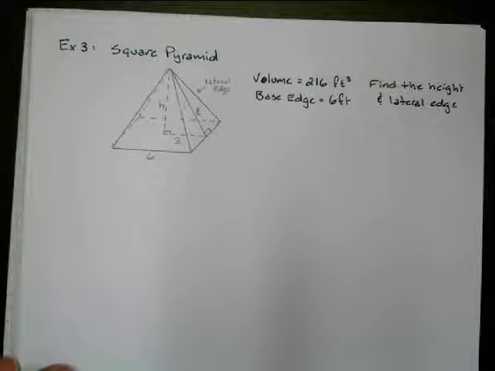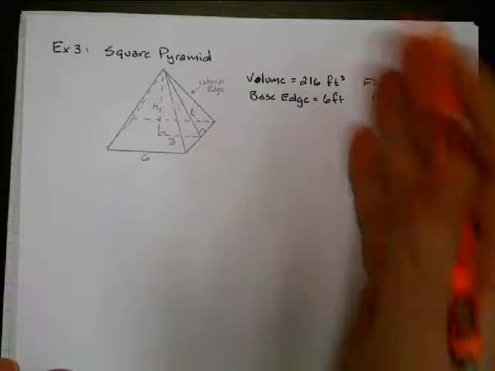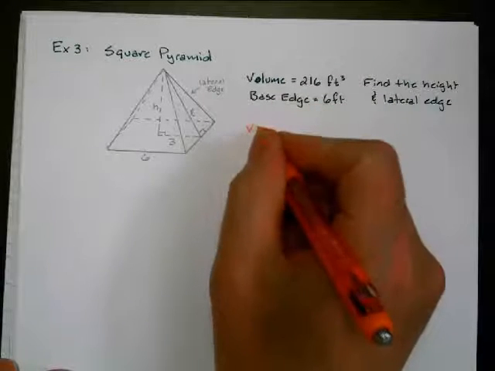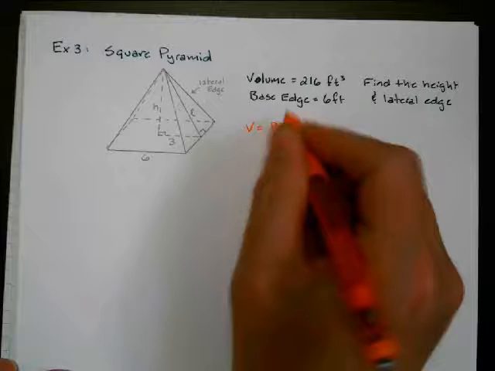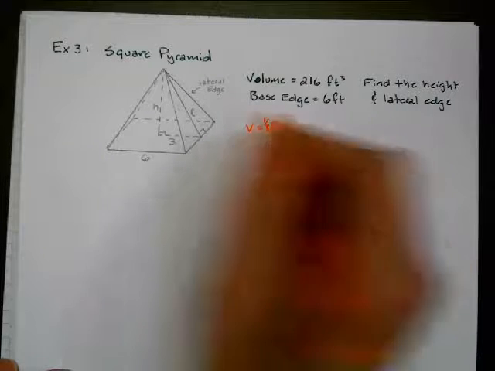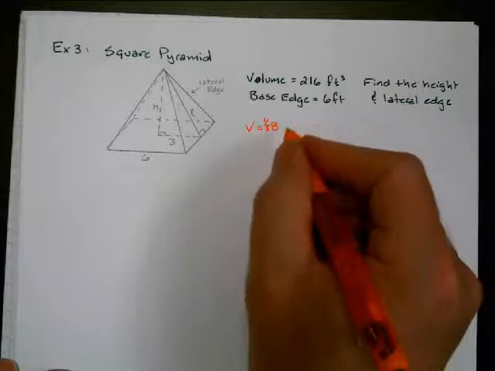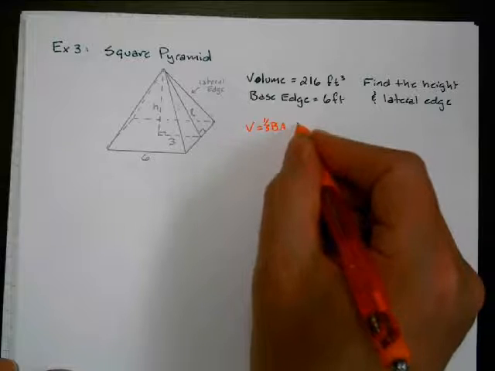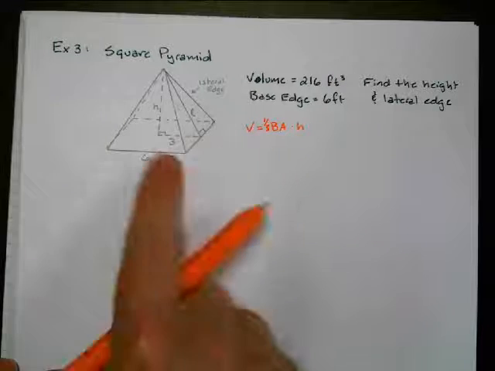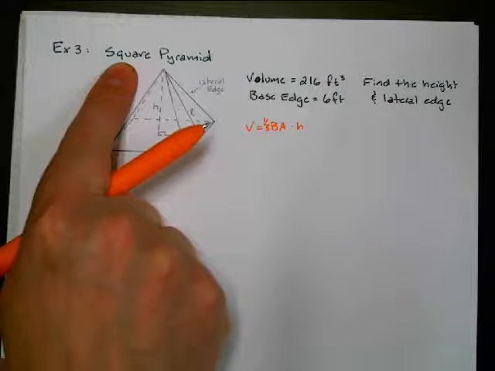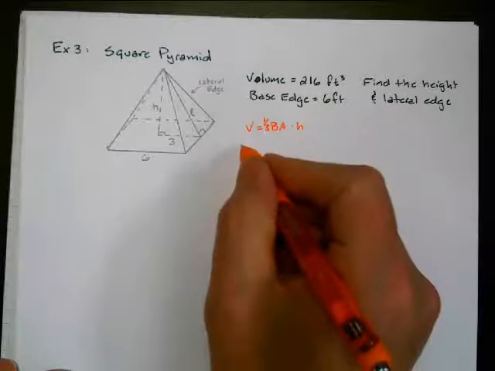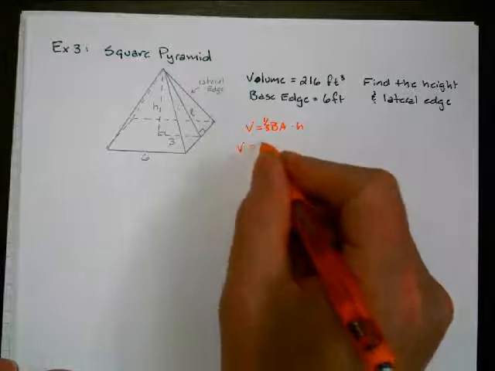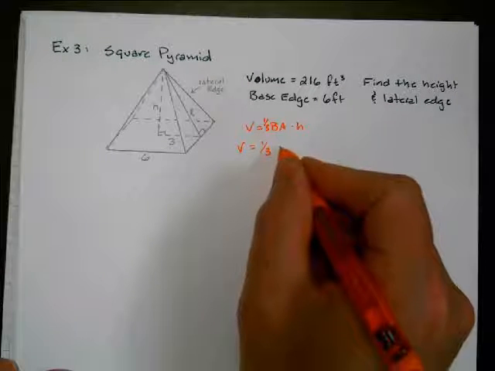Square pyramid. Okay, let's write down our equation. Volume equals 1/3 base area times the height, because it comes to a point. Now, since our base is a square, then the base area is just the side squared.